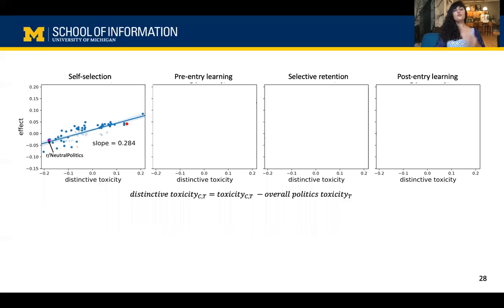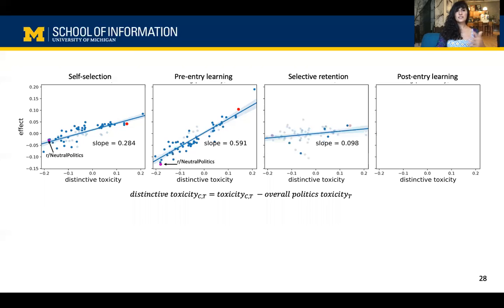So for instance here, neutral politics is 18% less toxic than average as given by the x-axis, and yet it attracts people that are only 3% less toxic than average, right? So there is some selection effect, but it's a small effect. If you look at pre-entry learning, you see that this effect is much larger, as you see from the slope of the line here. For instance, for neutral politics, people adjust their behavior to reduce toxicity 13%. So 13 of the 18 coming from pre-entry learning. And we see that selective retention and post-entry learning in general is quite low and generally insignificant across all communities.